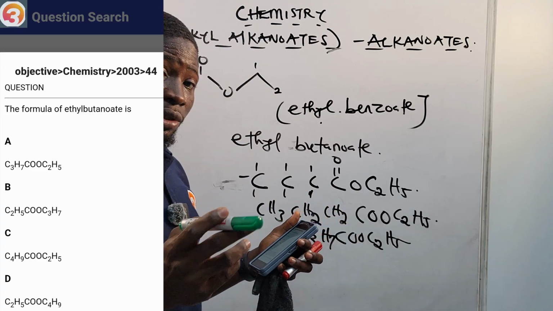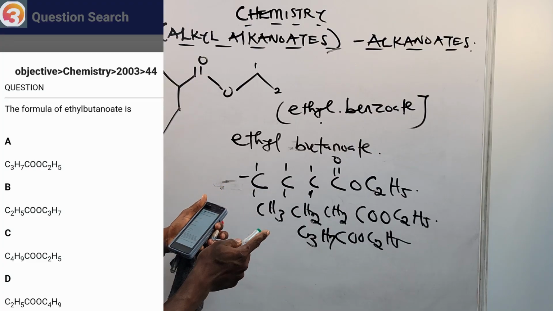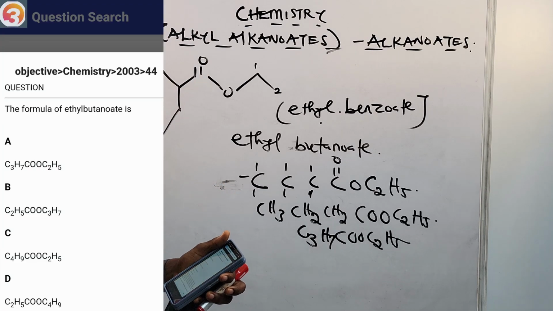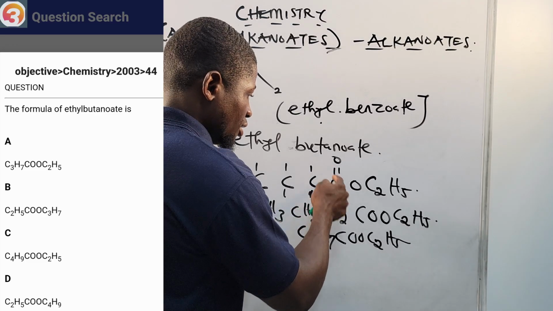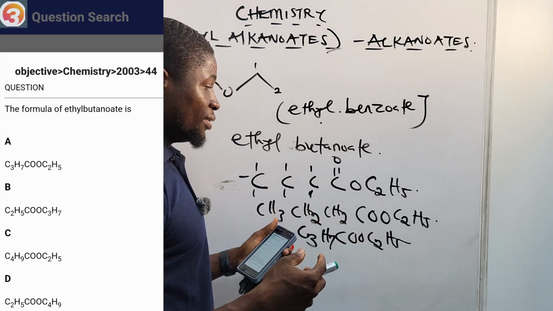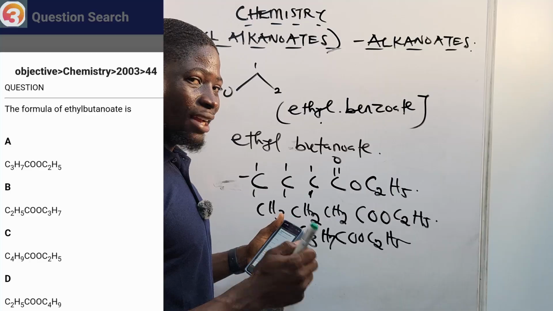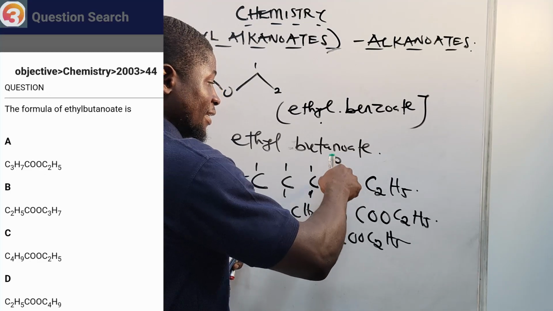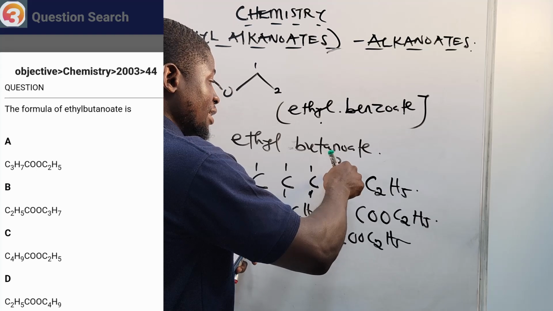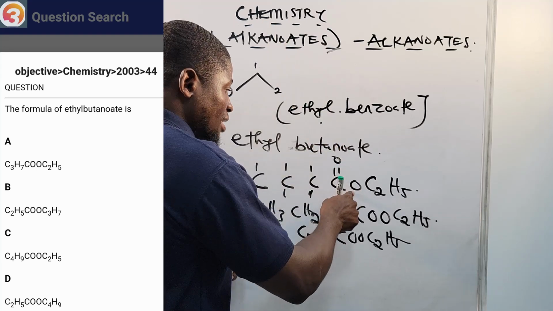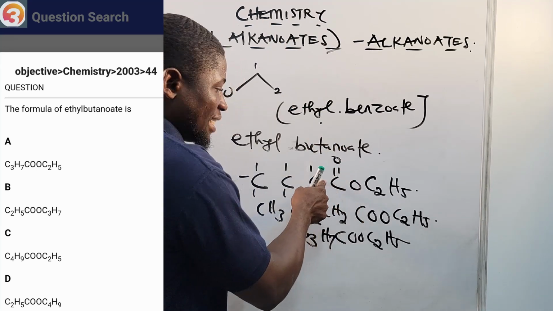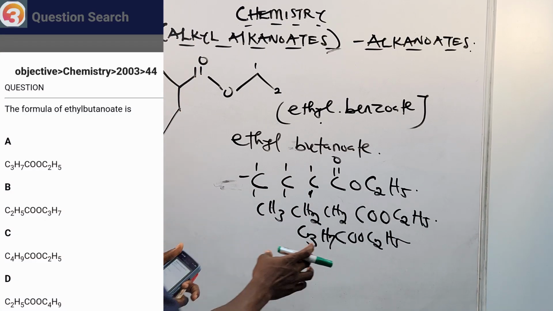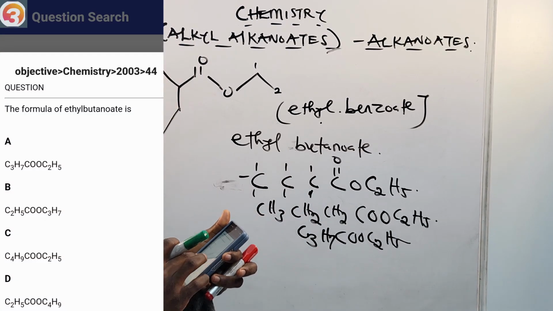Hope you understood what we did. So it's not C4H9COOC2H5. No, it's not that. This is our carbonyl carbon. It does not have any hydrogen atom bonded to it. It is double bonded to oxygen and single bonded to another oxygen. So this side is carbon. Please you must take note of that. That's why our correct answer there is option A.